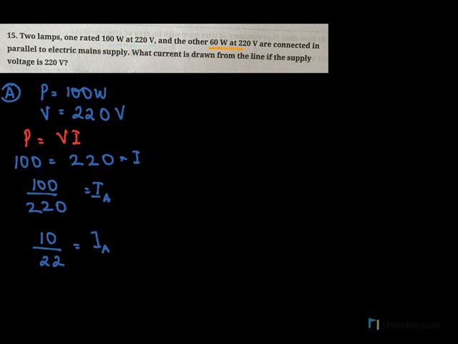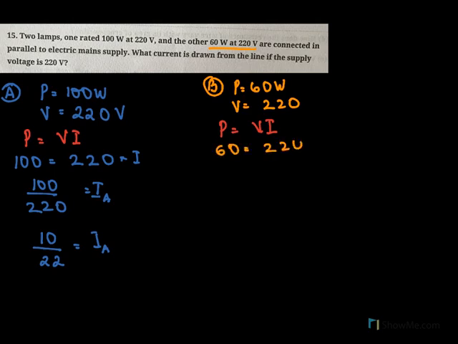We have another bulb that is 60 watt 220 volts. So this we'll call bulb B, and in the bulb B the power is 60 watt, the voltage 220 volts, so you have P equal to VI, and put the values. You have 60 equal to 220 into I, and the I passing through bulb B is 60 over 220, on cancelling it's 6 over 22 passing through bulb B.